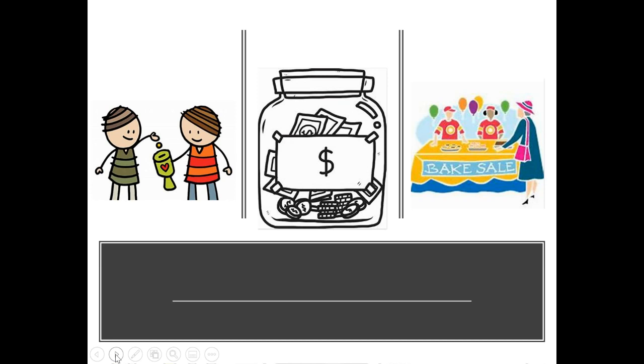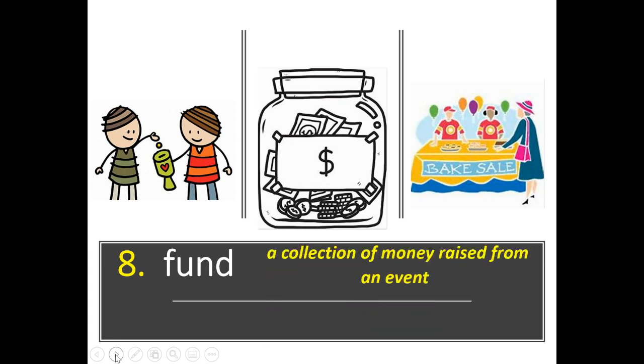They all, well, they all show fund. What is a fund? It's a collection of money raised from an event. So, for example, the first boy is collecting money. The second picture shows a collection of money in a jar. And in the third picture, the event is the bake sale, and people are raising money for the bake sale fund.